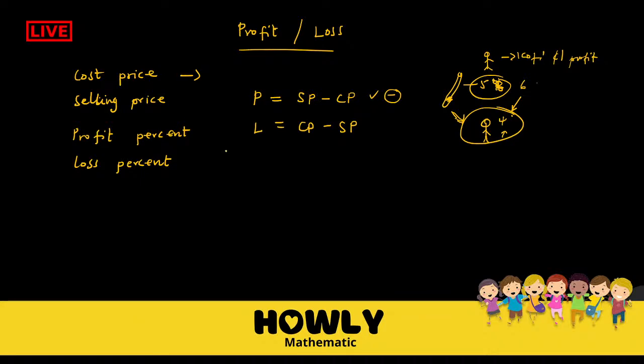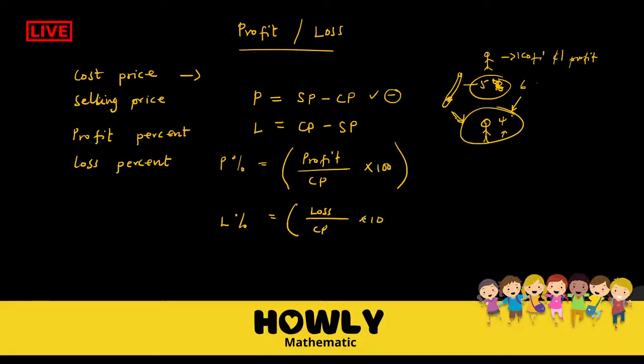So that is why, when it comes to profit percent, the formula is profit over the cost price times 100. Because we're looking for the loss percent, it is the loss over the cost price times 100.